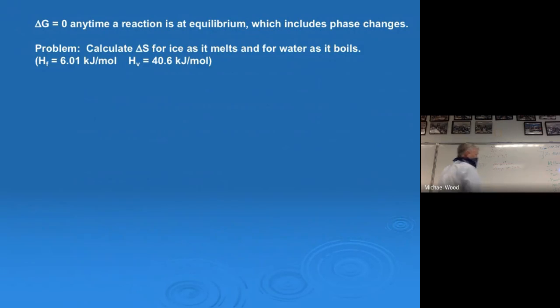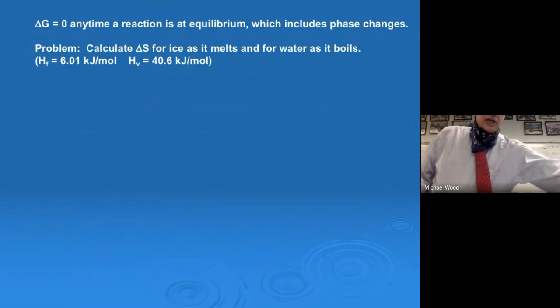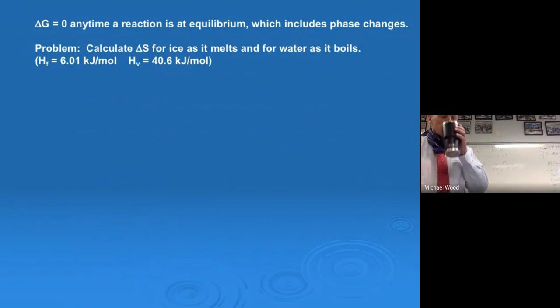So the question here is calculate the delta S for ice as it melts and for water as it boils. And you have to be given the delta H value. Okay, so let's talk through the logic, the chemistry of what's going on here.